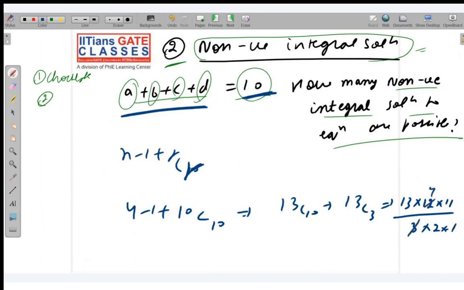So 3 4s are 12, 2 2s are 4. I think you can do it. 13 into 2 is 26, 26 into 11, so 11 6s are 66, and 22, so 286 is the answer.